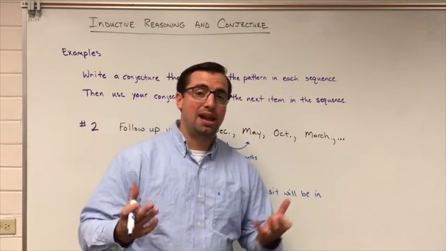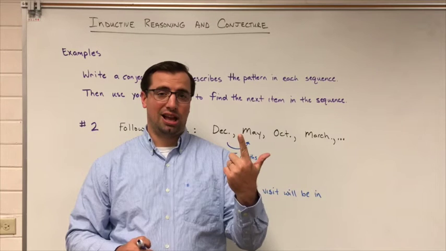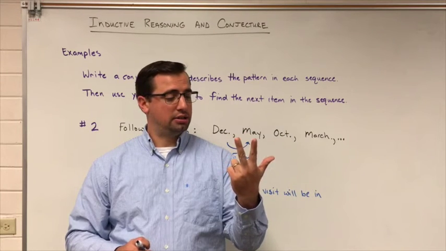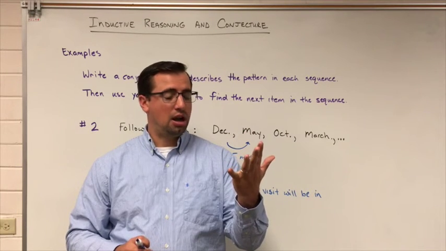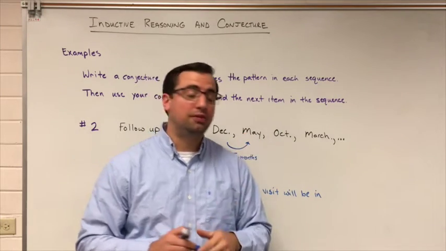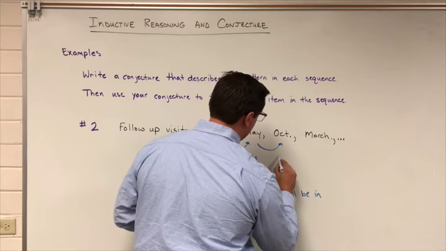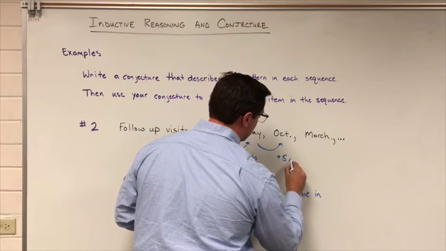Now let's go from May to October. June, July, August, September, October. Well, look at that. It happens to be 5 months again. So let's write that down. Maybe we're seeing a pattern emerge. Who knows?